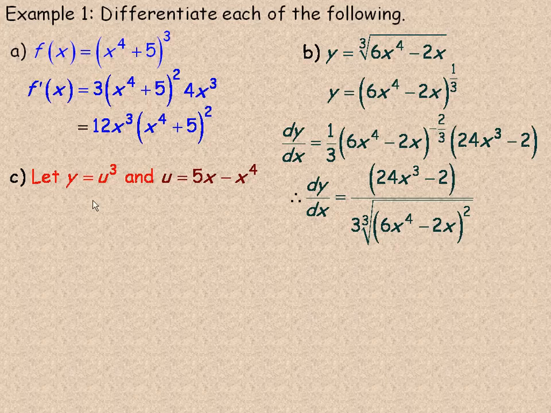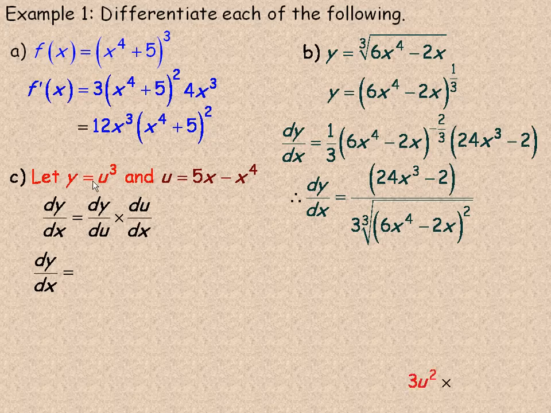Now in C here, we have the second version of the chain rule that was written on the last page. Y equals u cubed, and u is 5x minus x to the 4th. So I'm going to use this version of the chain rule. You will see that sometimes. So the derivative of y with respect to x is dy du times du dx. Dy du means just to differentiate y with respect to u. And so the derivative of u cubed, of course, just power rule. The 3 comes down in front, and then you subtract 1 from the exponent, so the derivative of u cubed is 3u squared. Du dx means to differentiate u with respect to x.